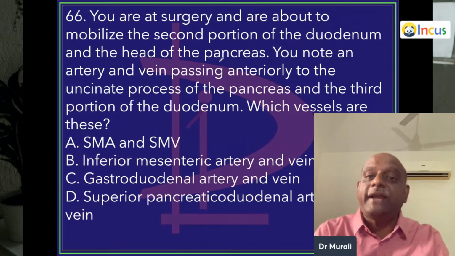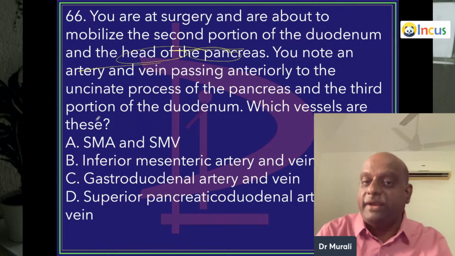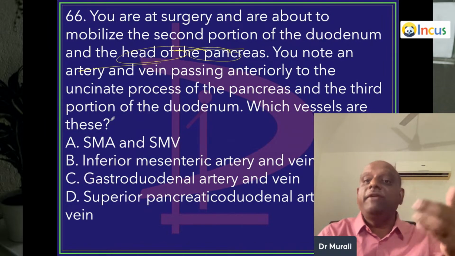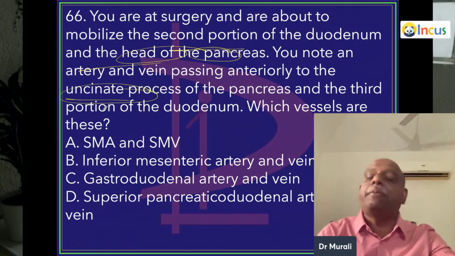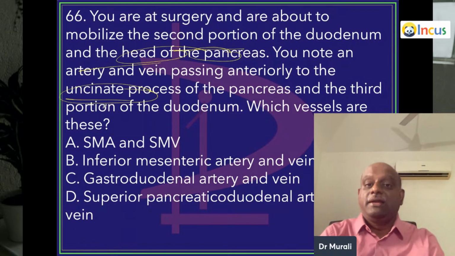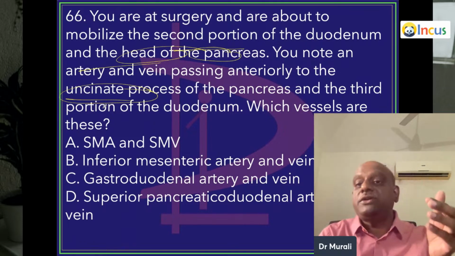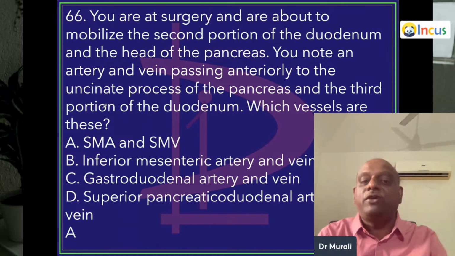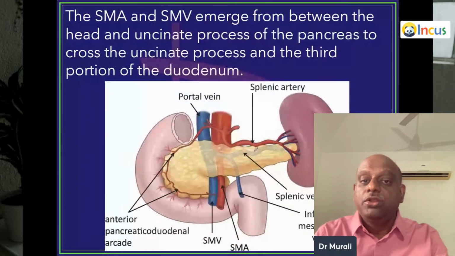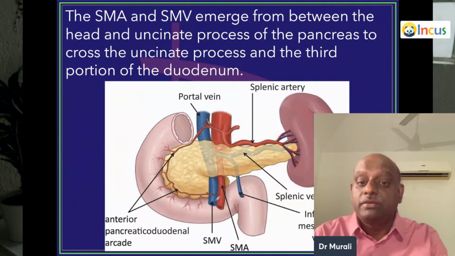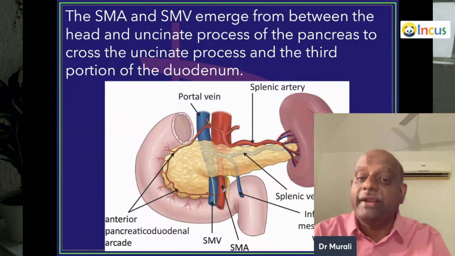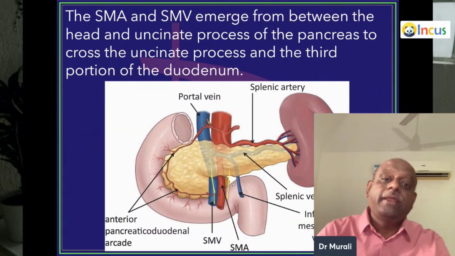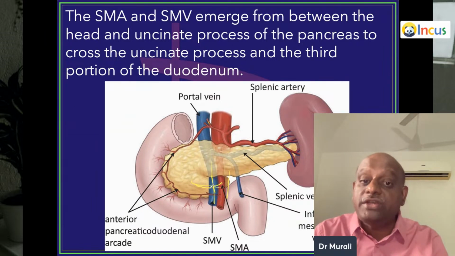You are mobilizing the second part of the duodenum and the head of the pancreas. There's an artery and vein passing anterior to the uncinate process of the pancreas, anterior to the uncinate process of the pancreas and third part of the duodenum. What are they? So you should know, the superior mesenteric artery and vein. They pass anterior to the uncinate process.